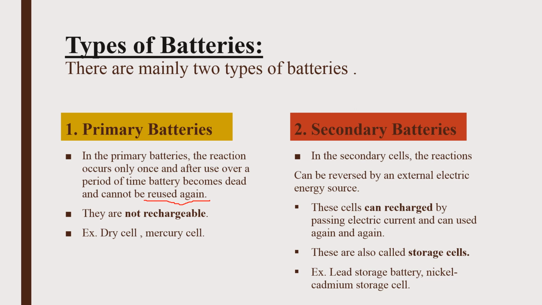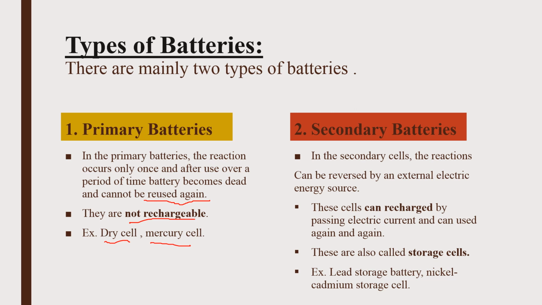Whereas secondary batteries or cells are those batteries in which the reaction can be reversed by an external electrical energy source, and such a battery can be used again. So this is the difference between primary batteries and secondary batteries, and also primary batteries are not rechargeable. Some examples of primary batteries: dry cell and mercury cell.